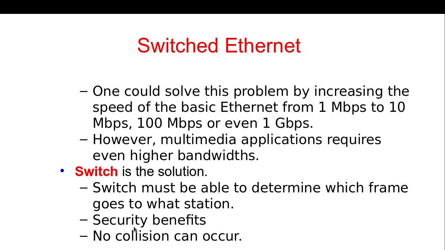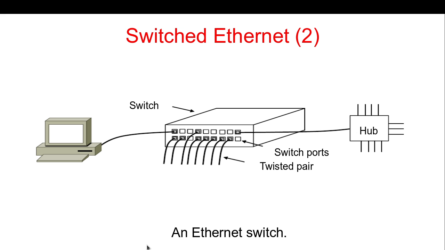And if the line used for connecting the machine is full duplex, that means bidirectional communication is possible, there was no possibility of collision of the frame. Collisions could only occur if the cable was half duplex.